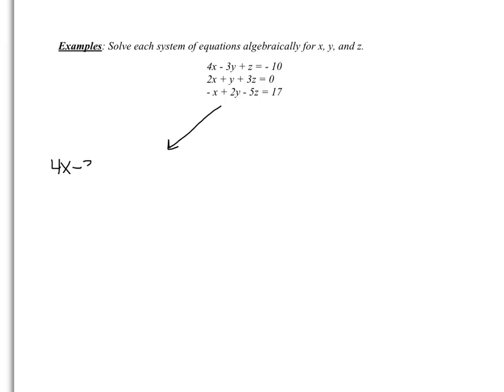So 4x minus 3y plus z equals negative 10. Now you may think it's funny that I'm putting a little slash through the z, but if you start writing z 100 times, you're going to start thinking it's a 2, so I would put the slash through it. And then I'm going to write the second equation below it.